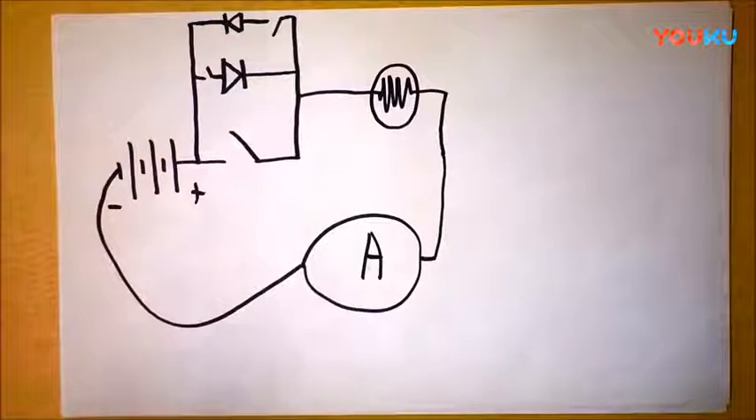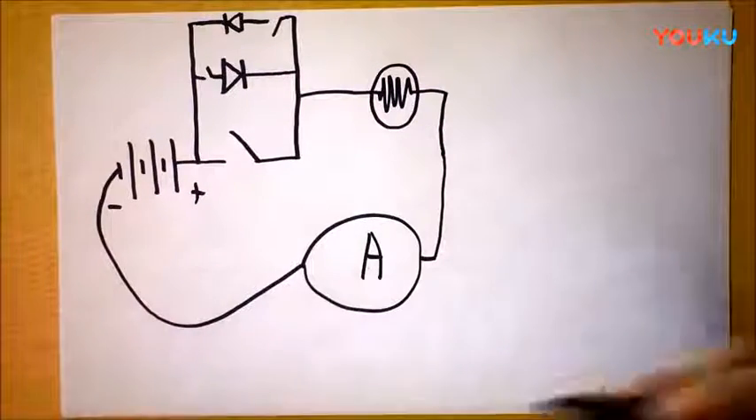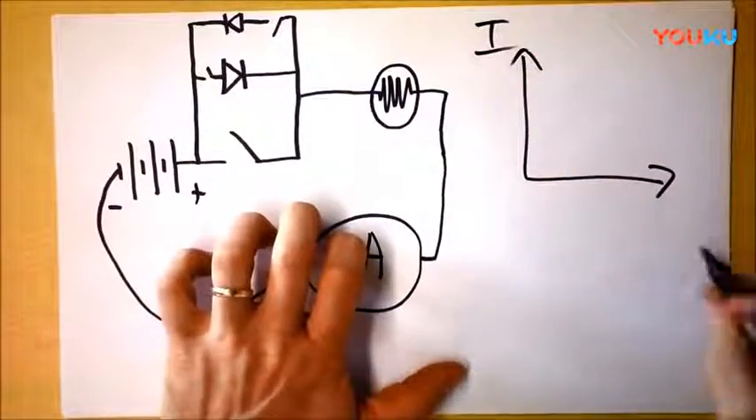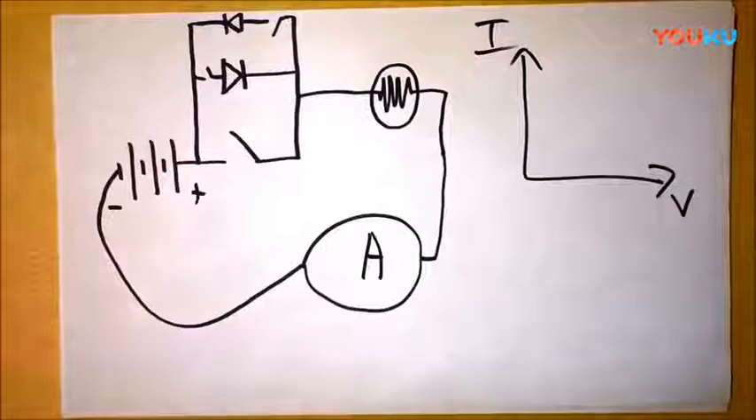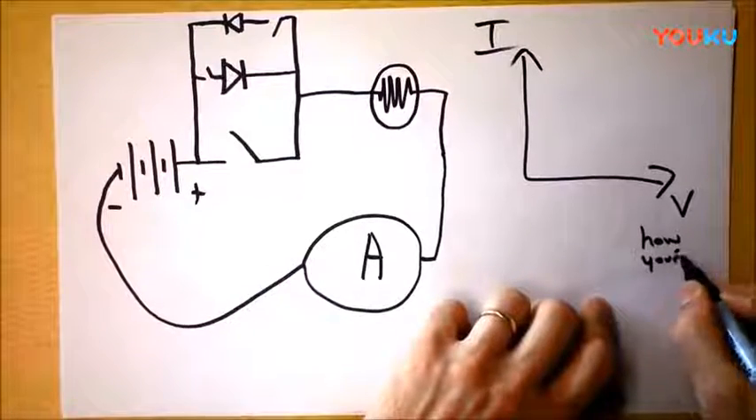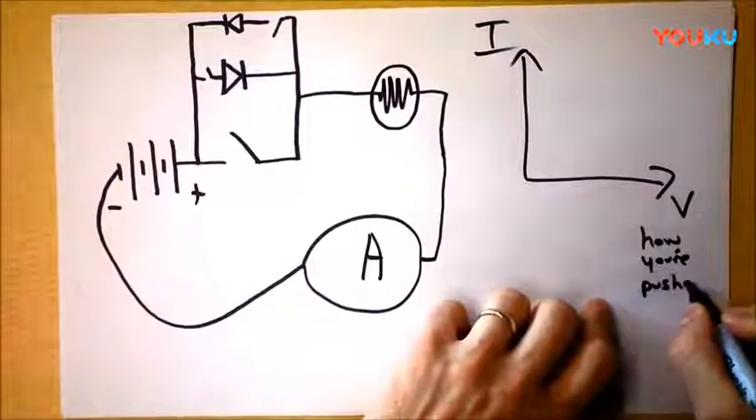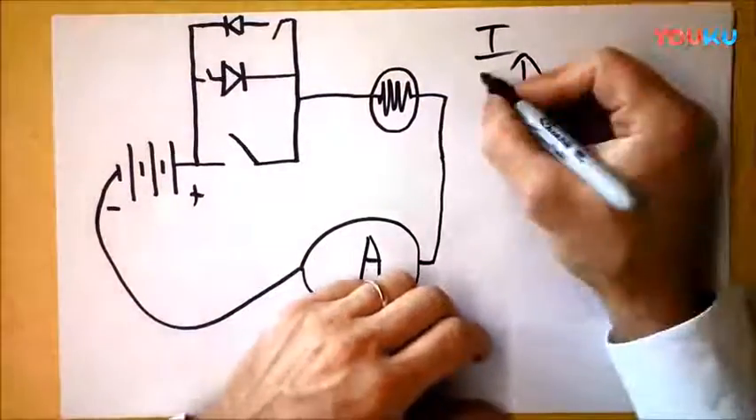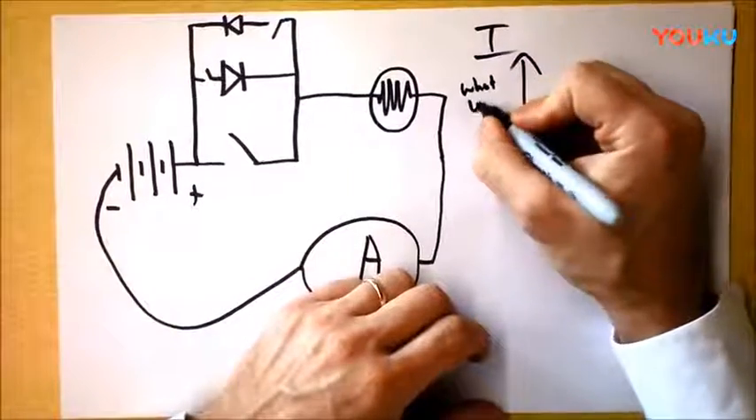because they are non-linear. You're probably accustomed to thinking about things that have resistance by making a graph of current as a function of voltage. So this is how much you're pushing. Right? Voltage is how much you're trying to squeeze those charges through, and current is what you get.